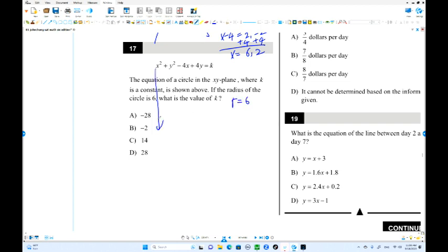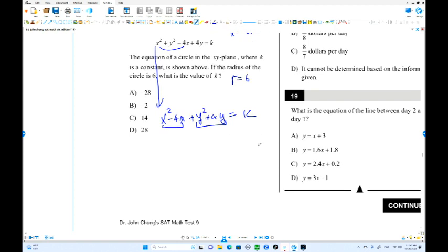Now to find the radius, we need to expand the form. I'm going to write it one more time. x squared minus 4x plus y squared plus 4y equals k. But we want to find the perfect square trinomial, okay, to make perfect squares. So what are the perfect squares? Half of this number, (x minus 2) squared. The second one is (y plus half of this number, 2) squared.